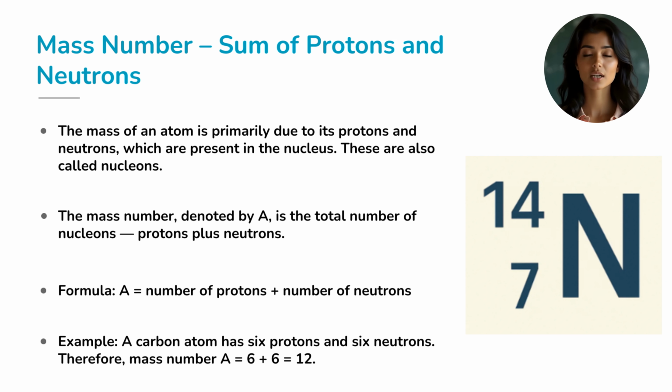Protons and neutrons are heavy compared to electrons. Electrons are so light, their mass is almost negligible in atomic weight. So when we say carbon has a mass number of 12, we are really saying it has 6 protons and 6 neutrons. And here's the amazing part, the same element can exist in versions with different mass numbers called isotopes. We'll talk about that later, but it all starts with this mass number.